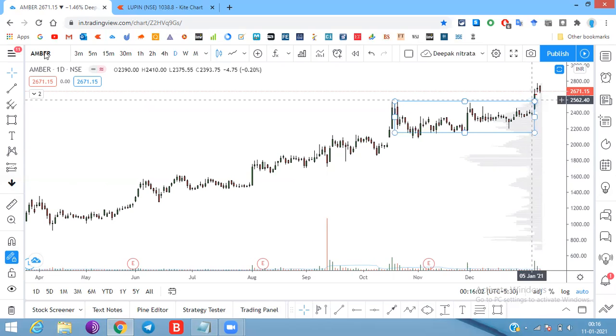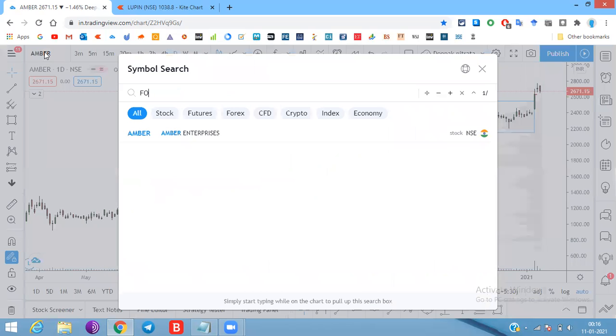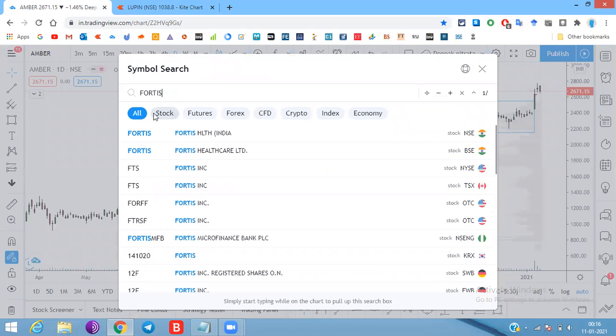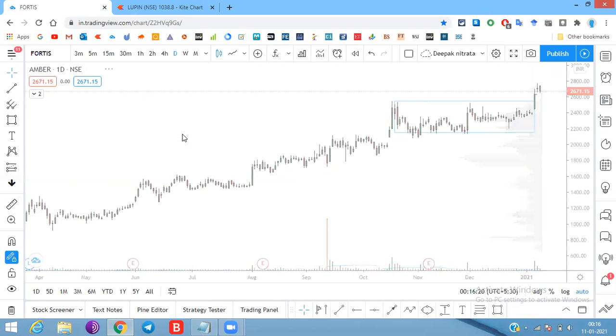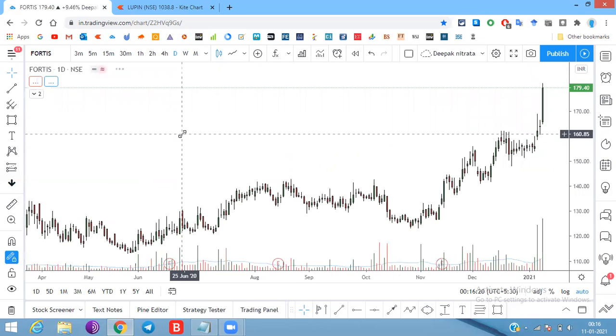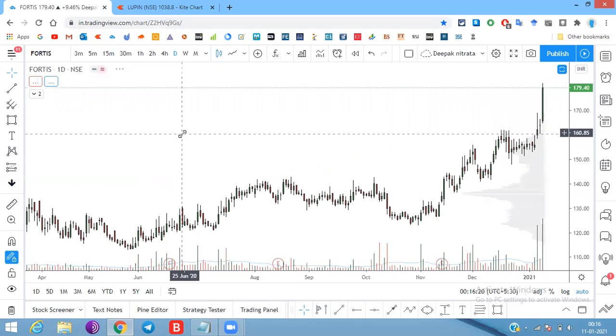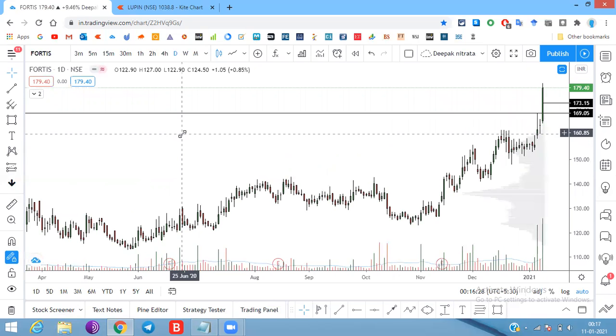Let me take Fortis. I was analyzing this in my last video, and I see a good entry position in Fortis. No stock recommendation, guys. I am not a SEBI registered stock analyst. Please make your own apt analysis.